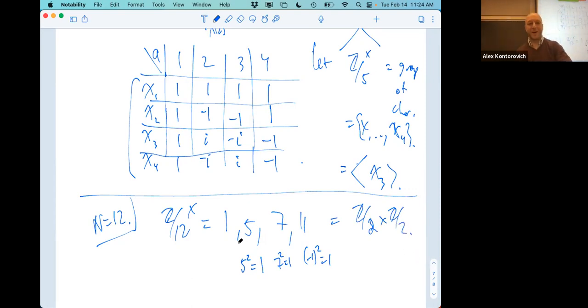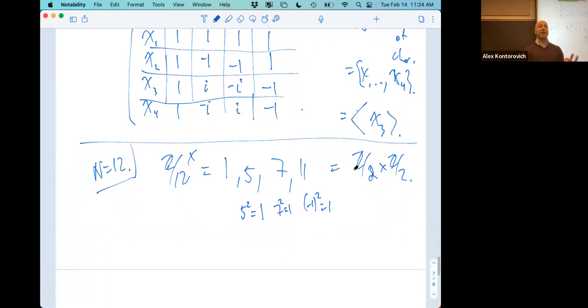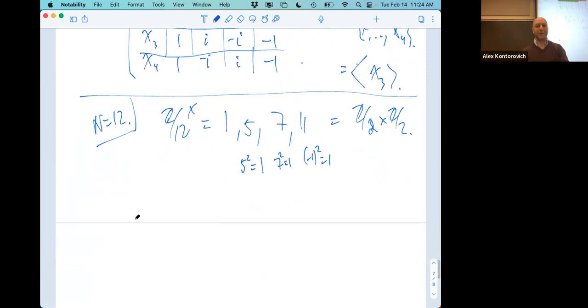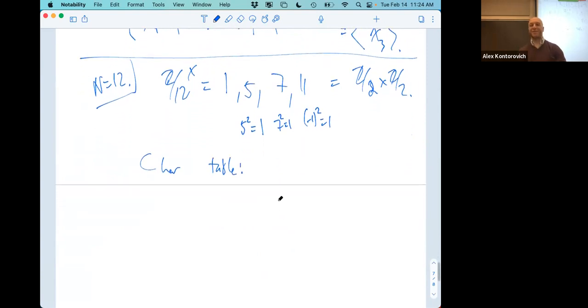So let's see what happens for the characters. It's not enough to know what happens at 5. I have to know what happens, for example, at 5 and at 7. Now I can determine the rest of the character table. So let's work out the character table. 7 is -5, that's true. But then I need to know where it sends -1, because -1 could go to 1. So they all have order 2, so the values can only be plus or minus 1s.